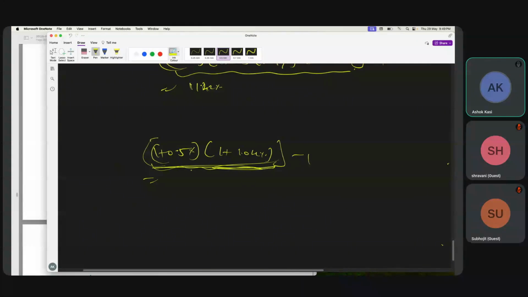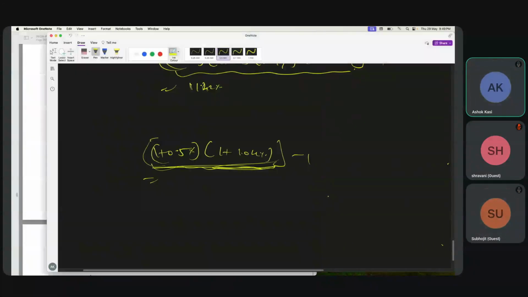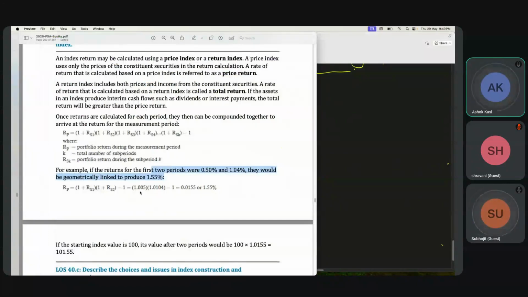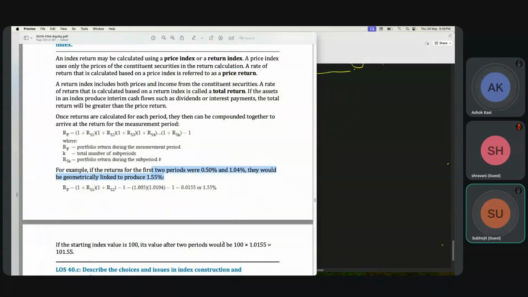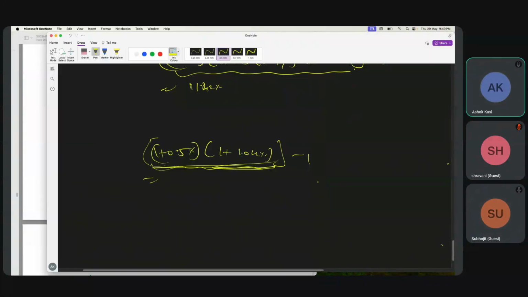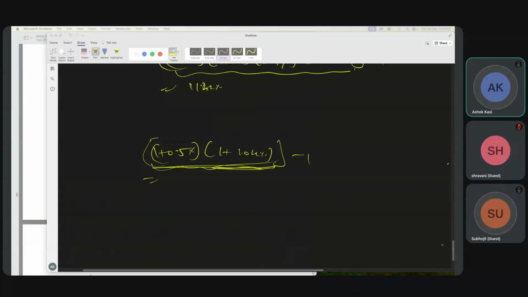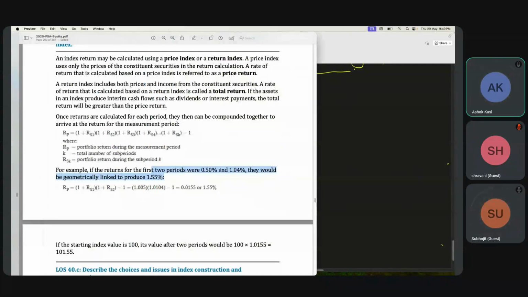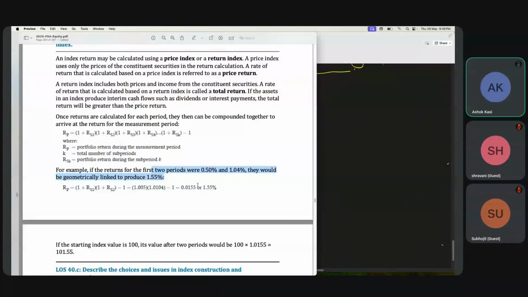Done? Not done yet. It's 0.90%. Is it? Oh, okay, I think that is my mistake. No, 1.04. No, they mentioned 1.55 percentage. Okay, so it was 1 plus 1.04%. Yeah, the first one is 1 plus 0.5%. Right? Yes. Okay, I made a mistake. Shravani, you got it? Yes, sir.